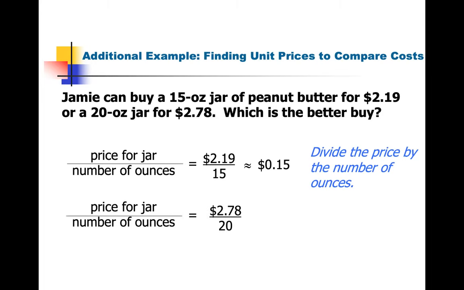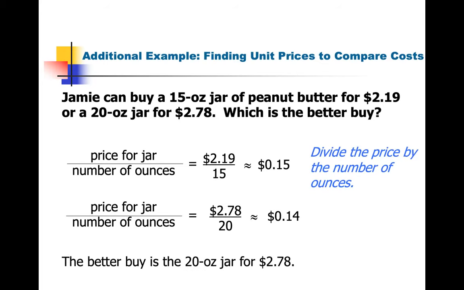Same thing here for the 20-ounce jar. It's $2.78 per 20 ounces. If I divide that, I get 14 cents per ounce. So 14 cents is less. So the 20-ounce jar is actually the better deal.